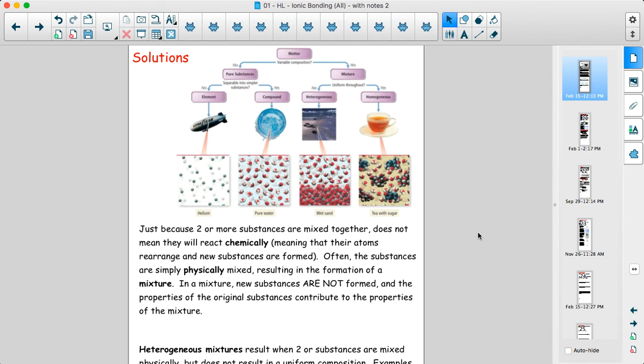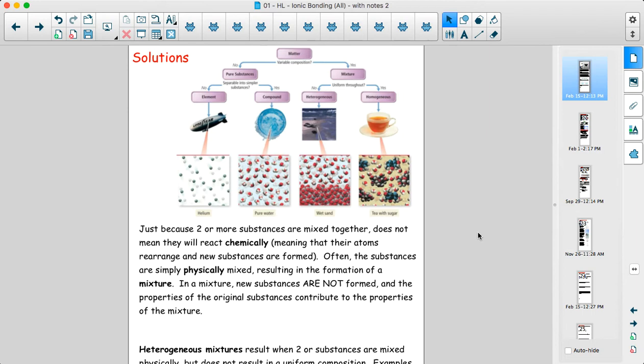Solutions are when two or more substances are physically mixed together. And so when you have a mixture, you don't actually have a new chemical substance. You just have different substances that are now physically next to one another. What we're mostly going to be concerned with are homogeneous mixtures, and that's what we call solutions.